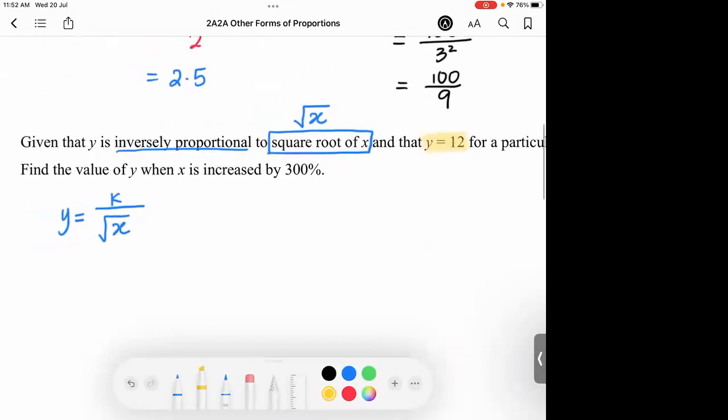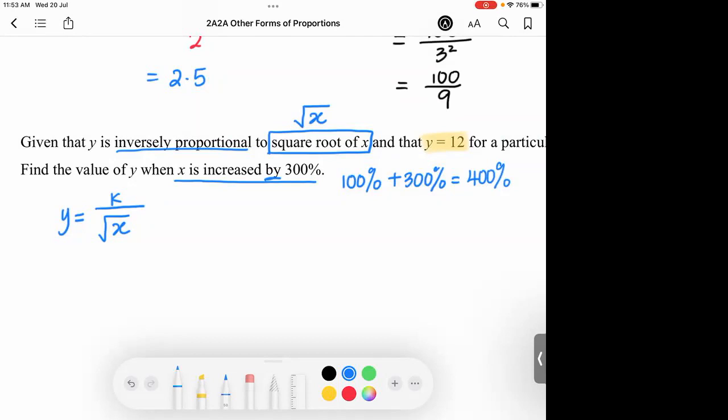But now they tell me that x is increased by 300%. What do you mean by increased by 300%? Originally it's 100%. I increase by another 300%. What does it become? How many percent? Yes, 400. Okay, very good. So I have 400%, right?